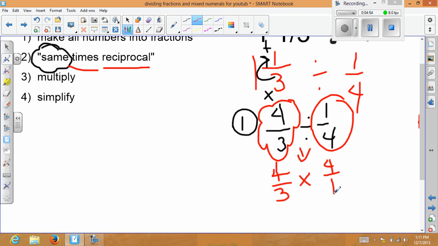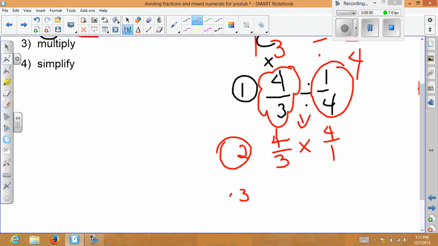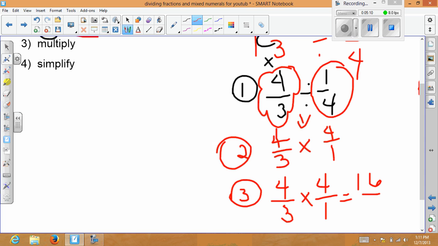Okay, the next step says that I need to multiply, and I like to multiply fractions. It's one of my favorite things to do because all you're doing is multiplying. Just multiply straight across. So I have 4/3 times 4/1. 4 times 4 is 16. 3 times 1 is 3.